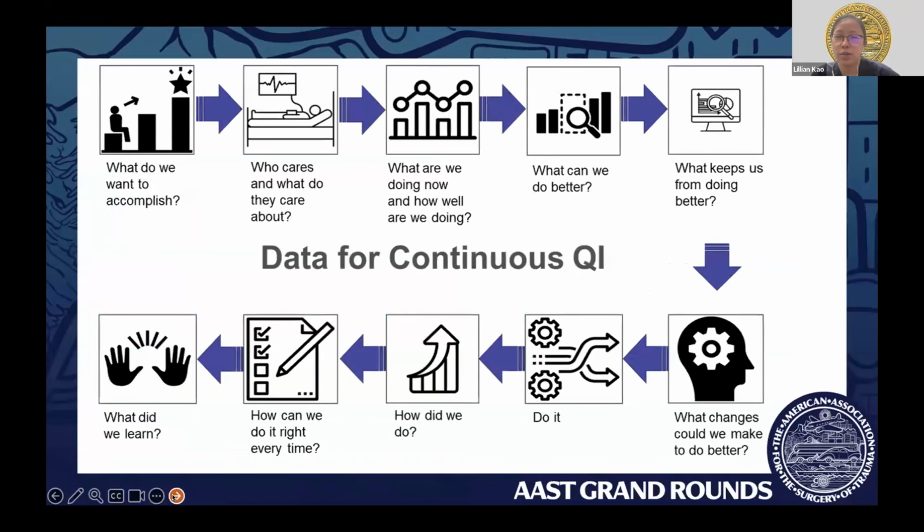This is just a diagram demonstrating the generic 10-step process for quality improvement. You could substitute in the PDSA cycle or DMAIC cycle, but data is not useful unless you actually use it to improve care. So in this case, if you identify an inequity, how do you actually go about using that data to drive improvements?